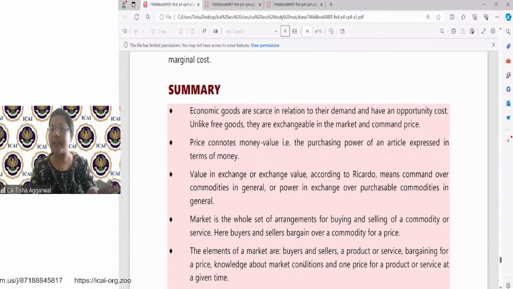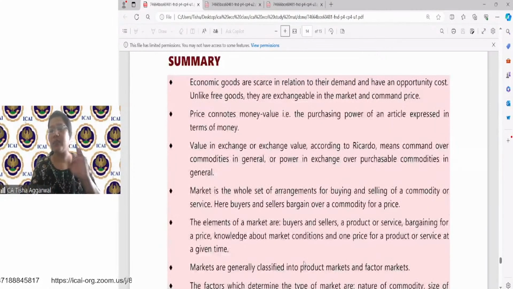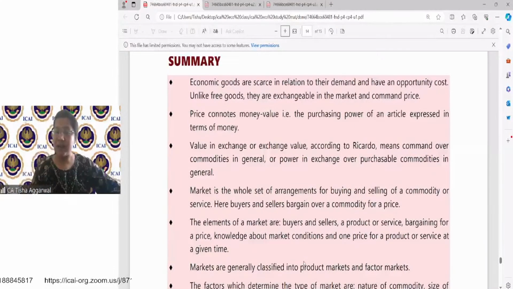Second, the value in exchange is the command over the commodities in general. It is basically how you're going to have power in exchange over the commodities, wherein the market as a whole is something wherein you are going to buy and sell. The elements of market: buyers are there, sellers are there, product is there, service is there, negotiation or bargaining is there. I know about the market. The seller knows about the buyer anatomy.